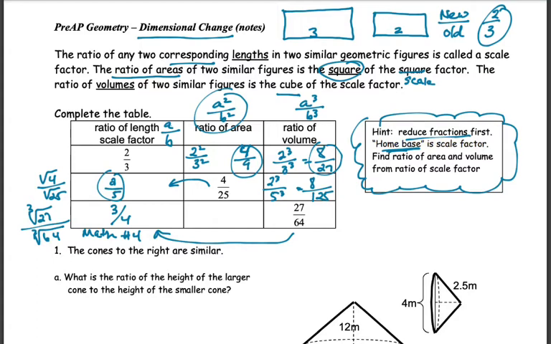Now we can figure out the ratio of the areas. So you take that scale factor and you square it. So 3 squared over 4 squared ends up being 9 over 16. All right, let's practice that a little bit.